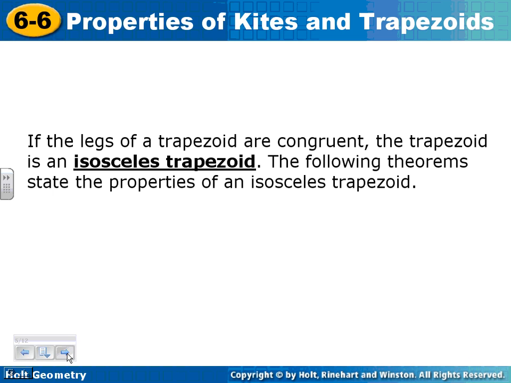Next slide, another definition. If the legs of a trapezoid are congruent, the trapezoid is an isosceles trapezoid. The following theorem states the properties of an isosceles trapezoid. Well, let me show you what an isosceles trapezoid looks like. Which two sides could be congruent? It's the two that are not parallel. You see, your top and bottom could not be parallel because of the way the two legs are kind of bent in towards each other. So in an isosceles trapezoid, the left and right sides would be congruent.